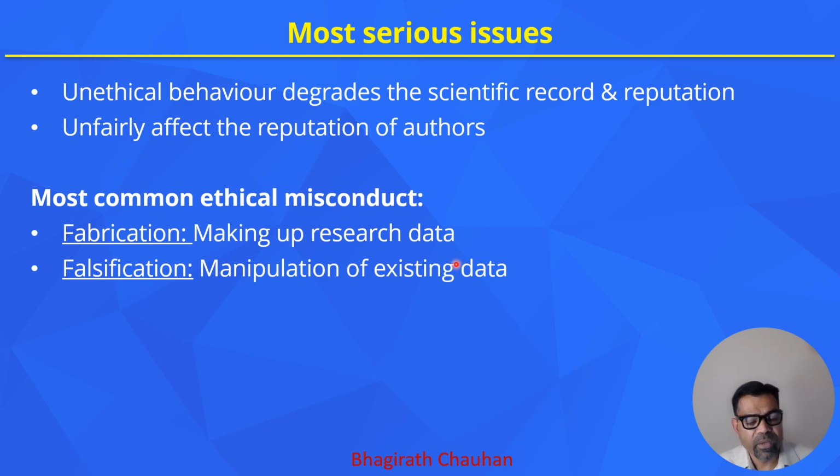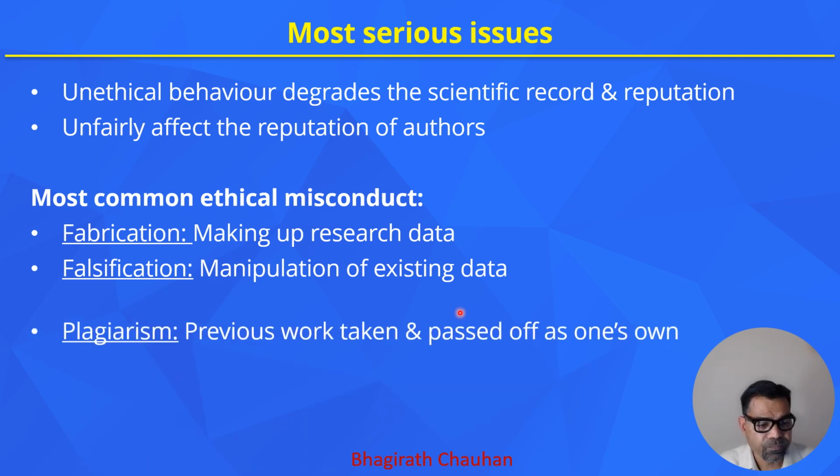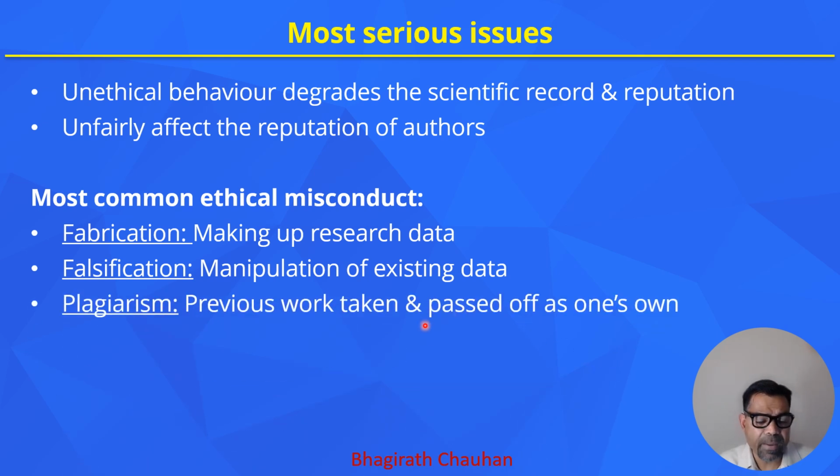Falsification is where you took some data, but later when you analyzed, you thought, oh, there is something wrong, or you missed something, and then you try to manipulate and replace some existing data. That's called falsification. And the third one is very important: plagiarism. It's the most important ethical issue. For example, previous work is taken and passed off as one's own, and they publish. I don't know how people do it. Someone's work they copy and publish as their own. I don't know how people can do that, and it's the most serious crime, I would say, plagiarism. Copying that.